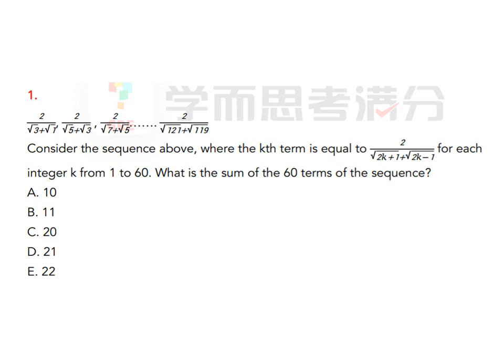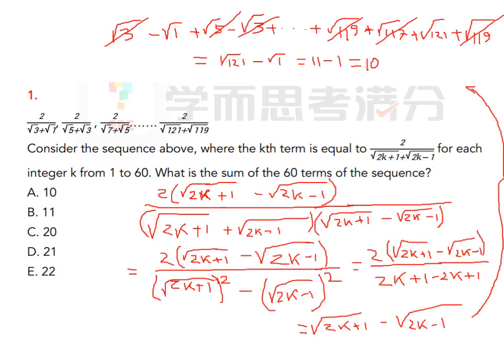Here, the kth term is equal to 2 by root over 2k plus 1 plus root over 2k minus 1. For each integer k from 1 to 60, what is the sum of the 60 terms of the sequence? To solve this question, we need to first simplify the right-hand term, that is 2 by root over 2k plus 1 plus root over 2k minus 1. And we can do this in this way.